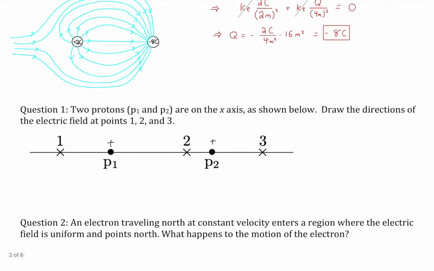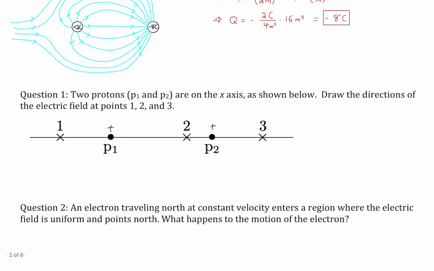Let's do one that's entirely conceptual. Let's look at 2 protons, all right, P1 and P2. They're on the x-axis as shown below. Draw the directions of the electric fields at point 1, 2, and 3. Give this a try, right? Pause the video, try this yourself. But here's the answer, okay?